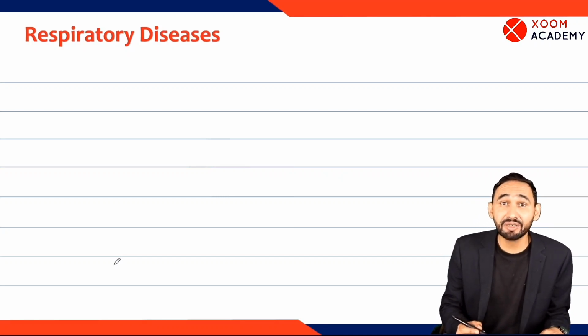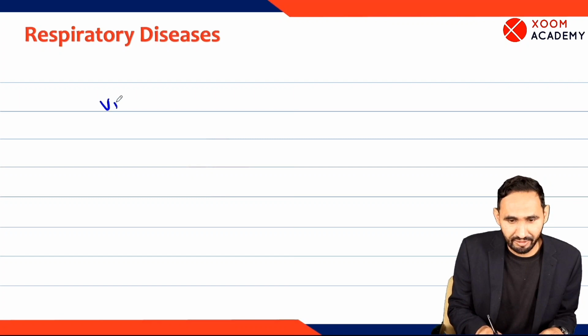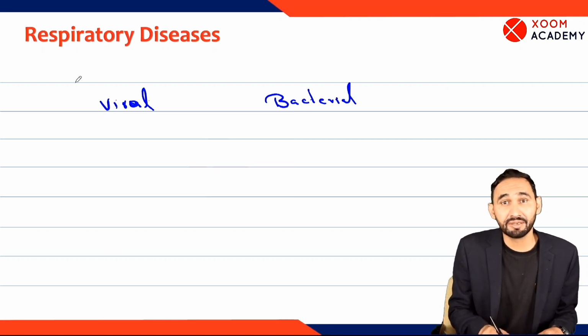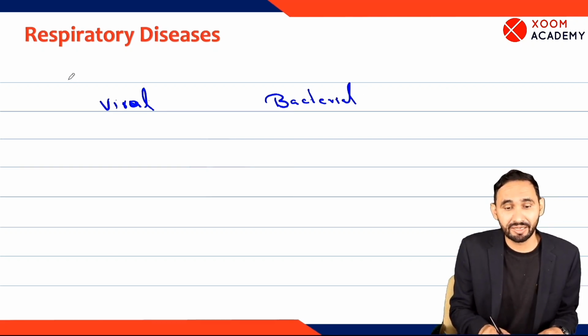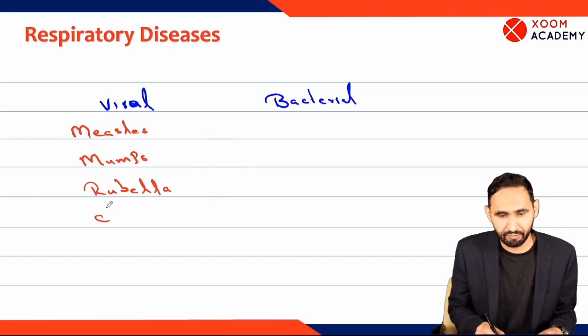Respiratory diseases are transmitted from droplet infection. They can be bacterial, they can be viral. So we can classify them according to virus. Some of the respiratory diseases are viral and some are bacterial. Measles, mumps, and rubella are viral diseases of the respiratory system. They are measles, mumps, rubella, and chickenpox. They spread from viruses.